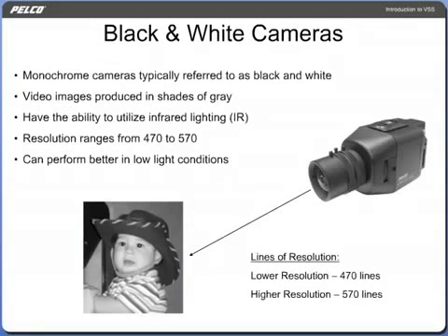Monochrome cameras are typically referred to as black and white because the video image they produce is in shades of gray. Only black and white CCD cameras or new day-night cameras have the ability to utilize infrared lighting. Black and white camera lines of resolution range from 470 for lower resolution cameras to 570 for higher resolution cameras. Even without infrared lighting, a black and white camera will perform better in low light conditions than a color camera equipped with a comparable CCD imager, lens, and quality of manufacture.